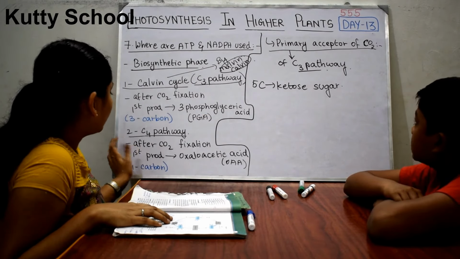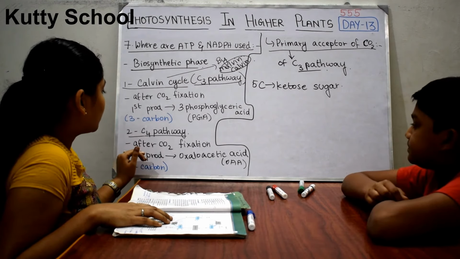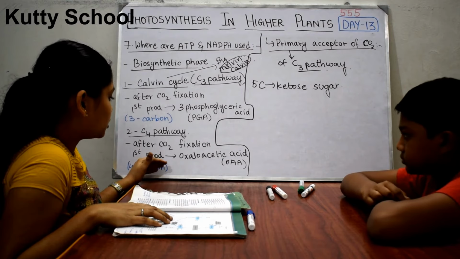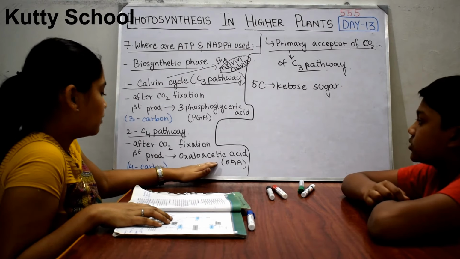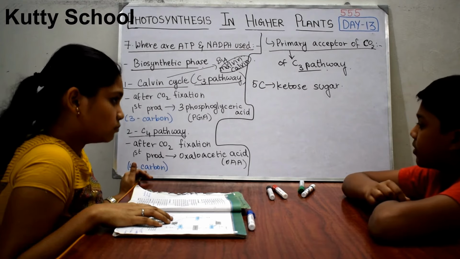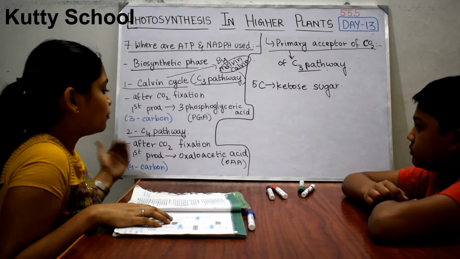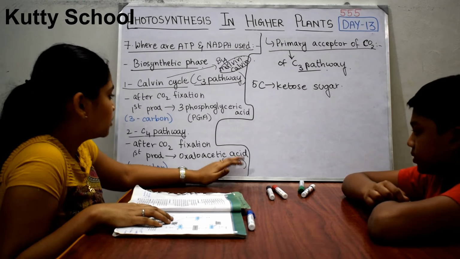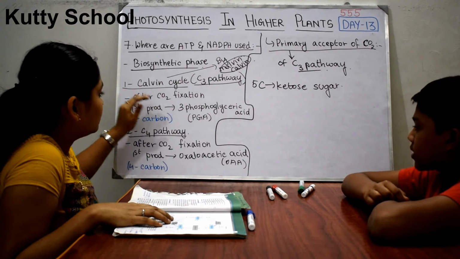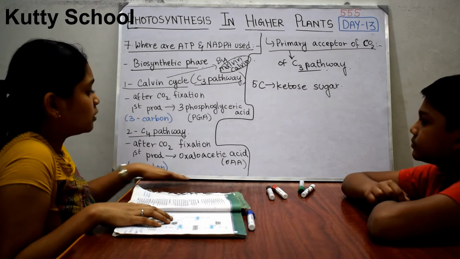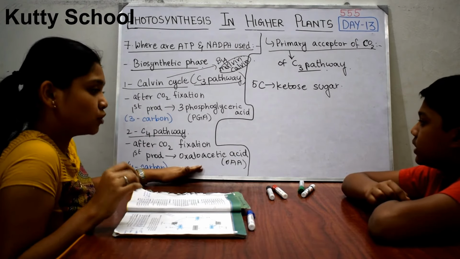The C4 pathway is named so because after the fixation of CO2, the first product formed is oxaloacetic acid, which is a 4-carbon product. Therefore it is known as the C4 pathway. Oxaloacetic acid is also known as OAA. Remember, in the Calvin cycle, the first product formed is 3-phosphoglyceric acid, and in the C4 pathway, the first product formed is oxaloacetic acid.